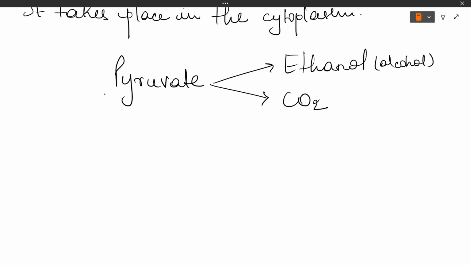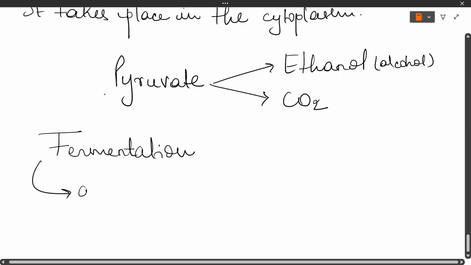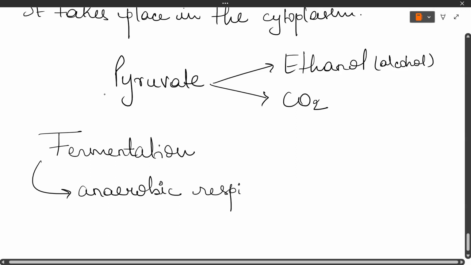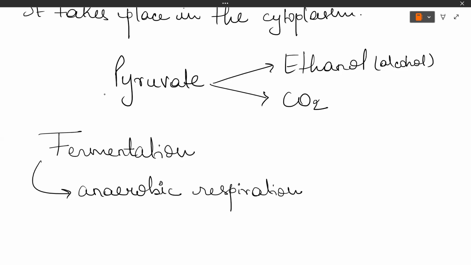This process is known as fermentation, and this process is anaerobic. Do you know the meaning of anaerobic? Tell me, what is the meaning of anaerobic in the case of anaerobic respiration?